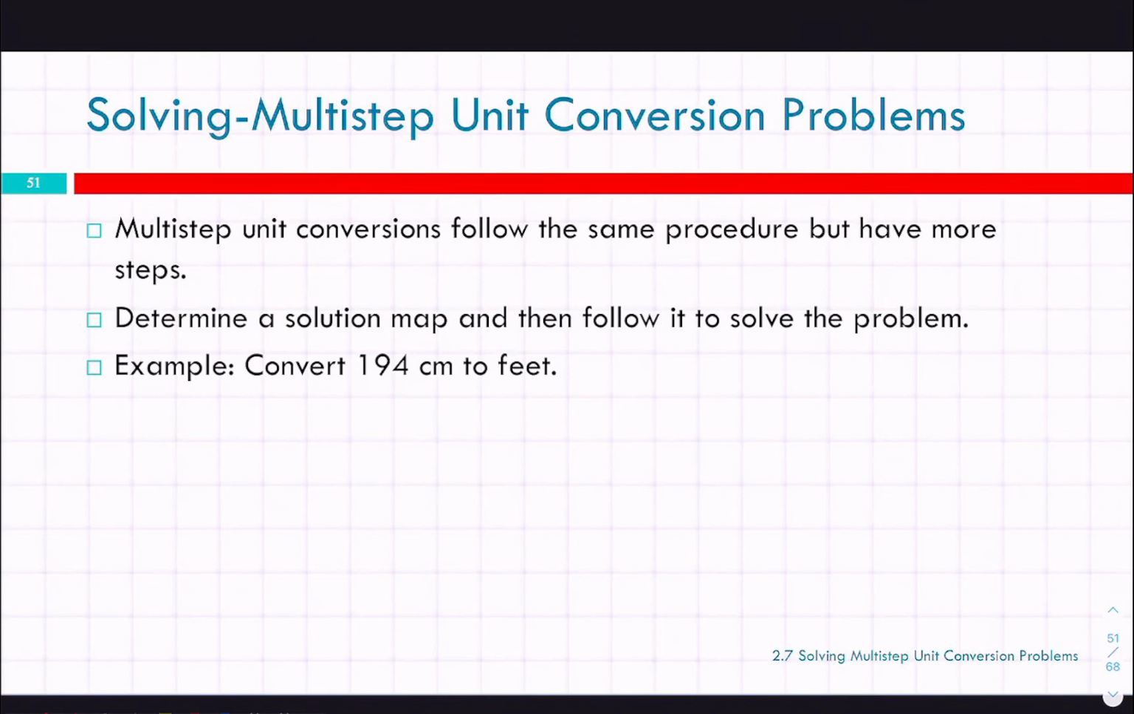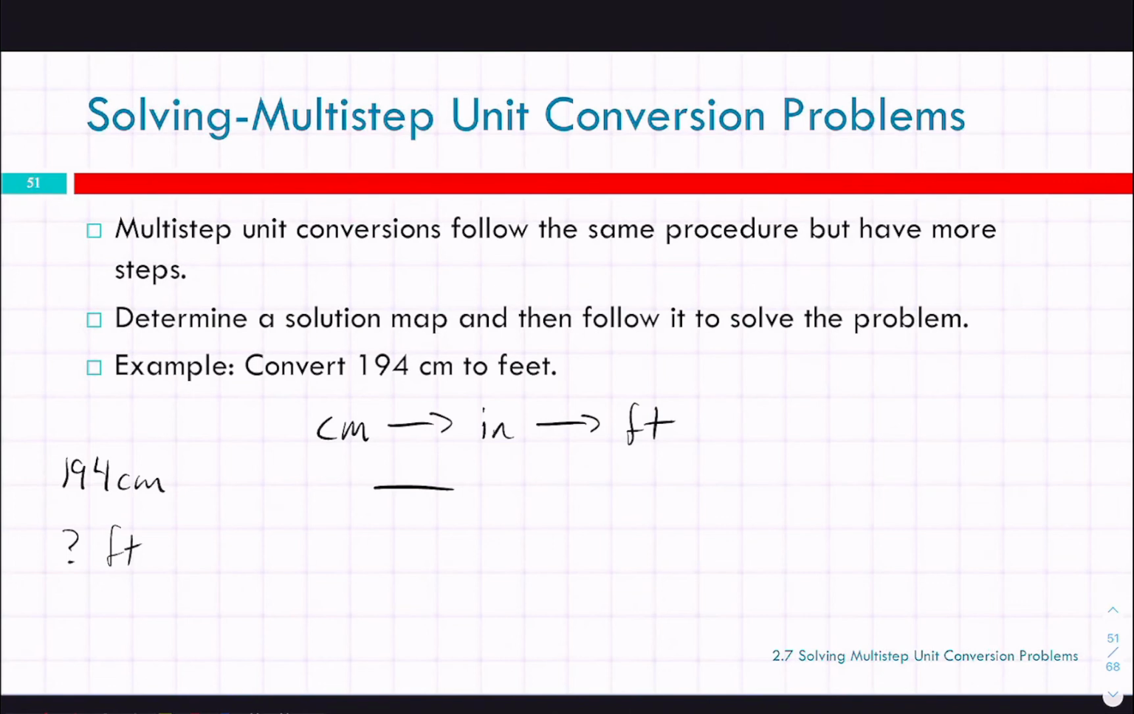Our solution diagram is really what's going to help us get from A to B, and it might take a little more work to figure out what that solution diagram is going to be. So determine a solution map, follow it to solve the problem. If we want to go from centimeters to feet, again, we're given 194 centimeters. Our solution diagram starts with centimeters, but what are we going to convert it to first? Yeah, inches, right? We go centimeters to inches, and then from inches, we can get to feet.